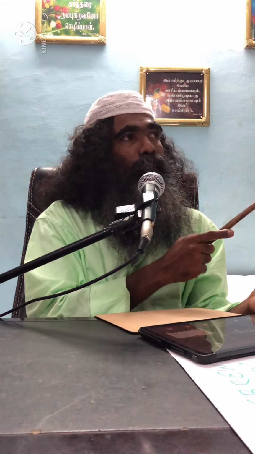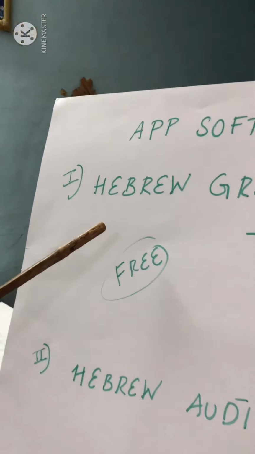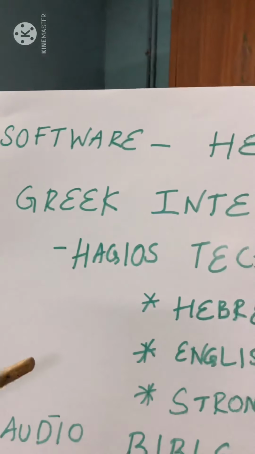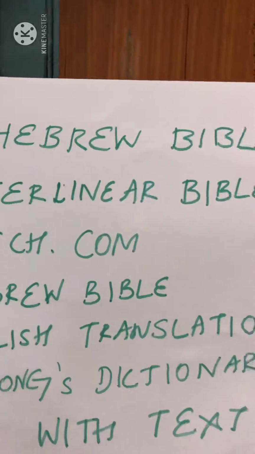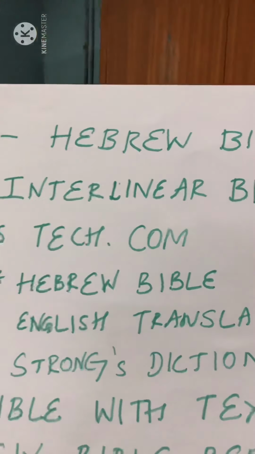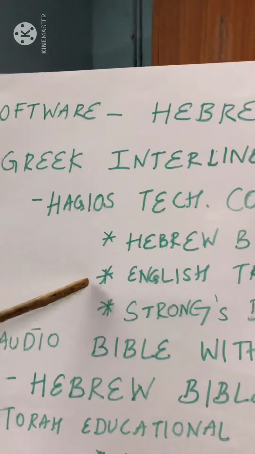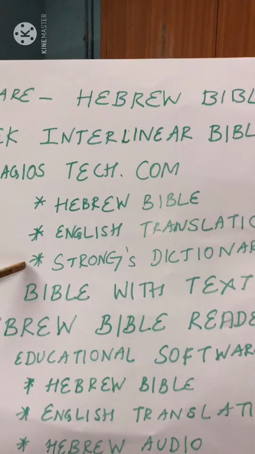Today we are going to discuss the application softwares useful for studying the Hebrew Bible. First one is the Hebrew Greek Interlinear Bible. The software name is hagiostech.com. It is a free software. There you get the Hebrew Bible, the corresponding English translation, and the Strong's Dictionary support.